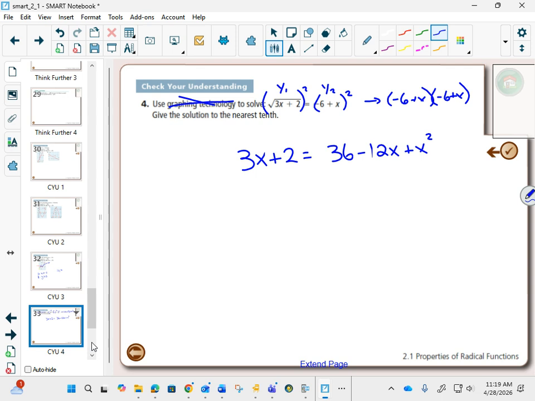How do you solve quadratic equations? You make one side equal to 0. So I would get x squared minus 15x plus 34.